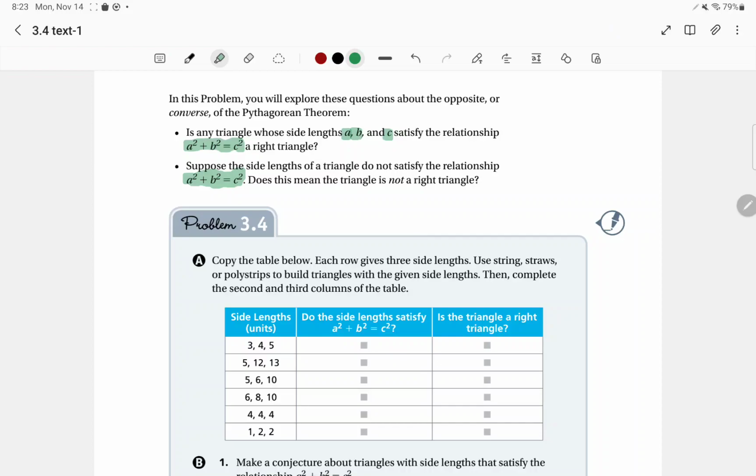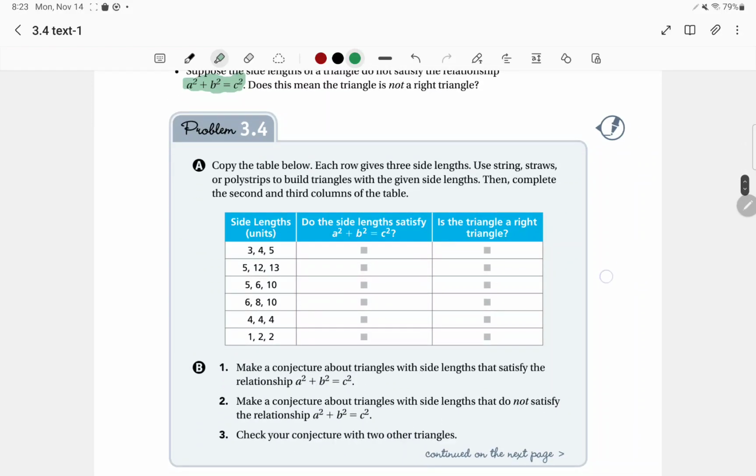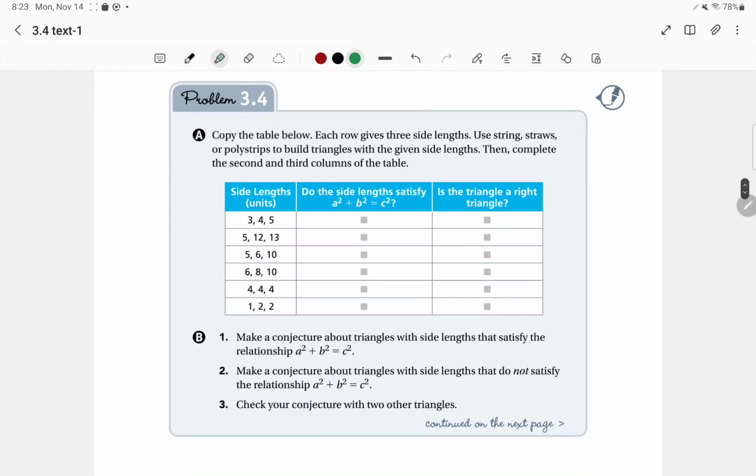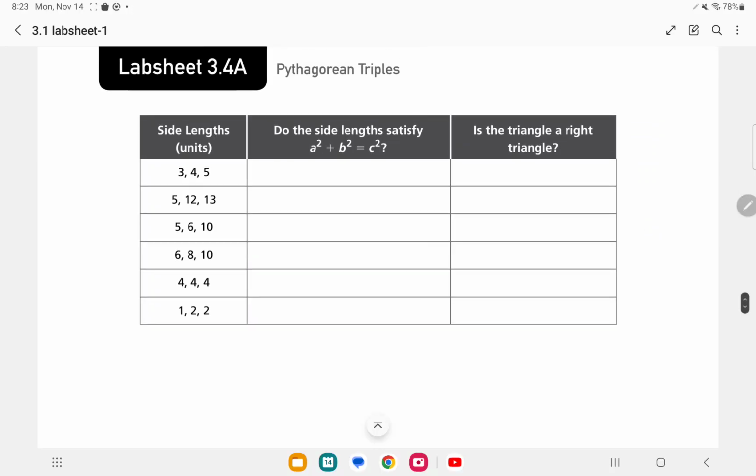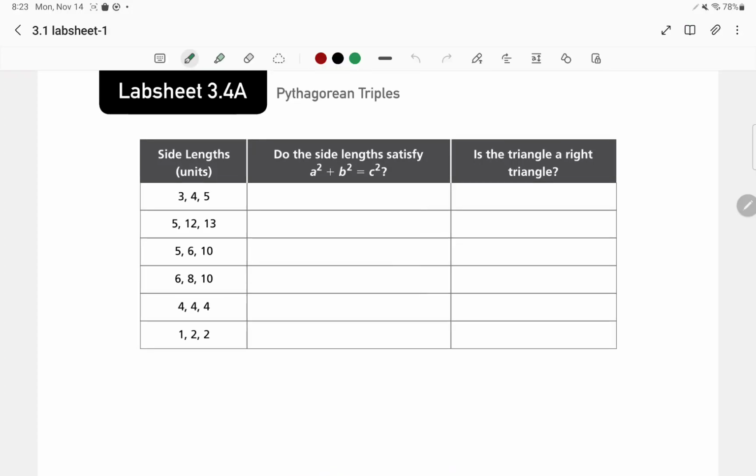You have a couple of lab sheets that go with these questions. Let's take a look at those lab sheets. Here's your first lab sheet that goes with that table in your book that you're asked to fill out. Now, the first question says, copy the table below, which we have here on our lab sheet. Each row gives 3 side lengths. So you have a row here, side lengths, side lengths, side lengths. Those are all the side lengths of a triangle.